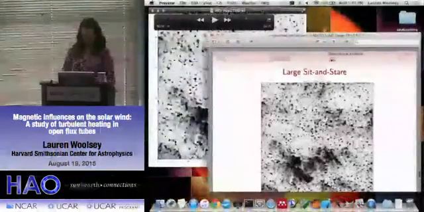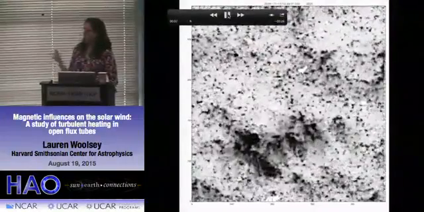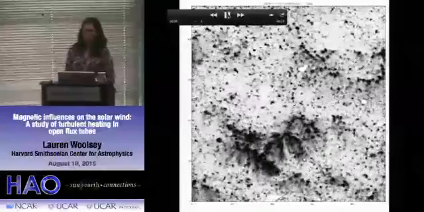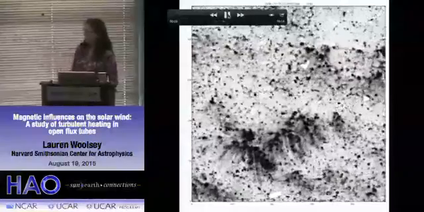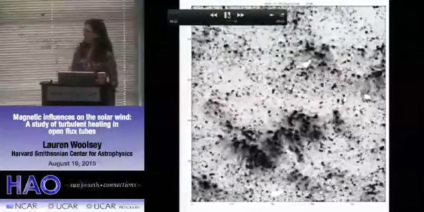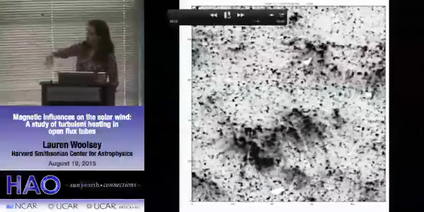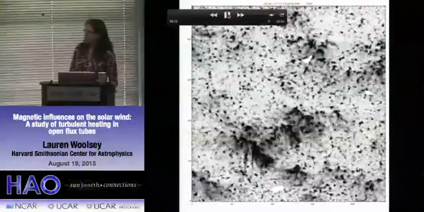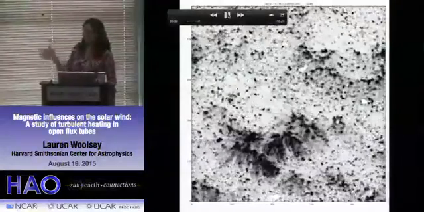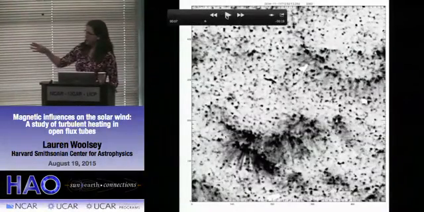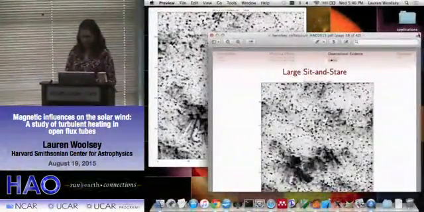Like I said, this is a large sit-and-stare movie. This is just showing 300 time steps of a sit-and-stare that we have over 1,000 for. Concentrate in the bottom left: this patch here is a strong magnetic field network patch, and you can see some of these linear features in the movie. These are very hard to find with the human eye, because as soon as you stop the image, any jet motions you see start to blur out.